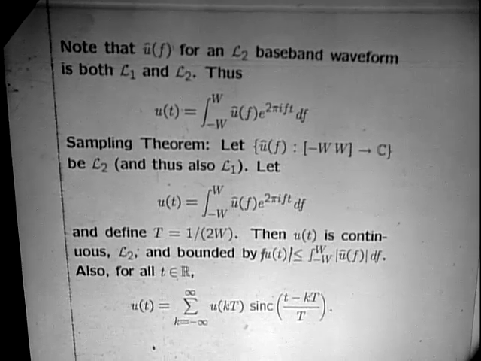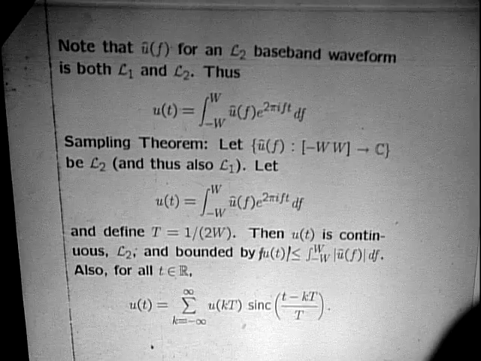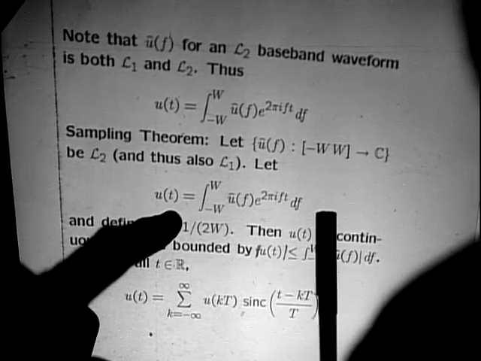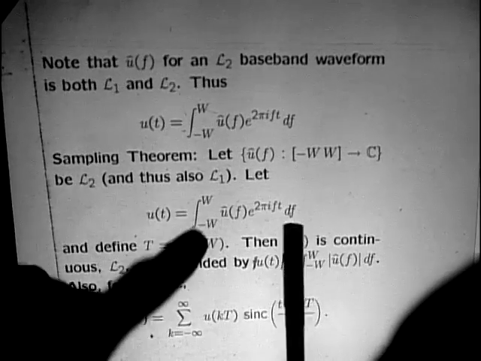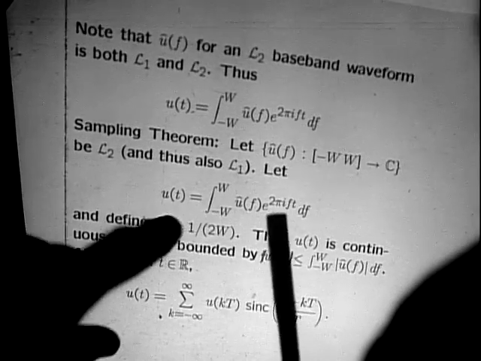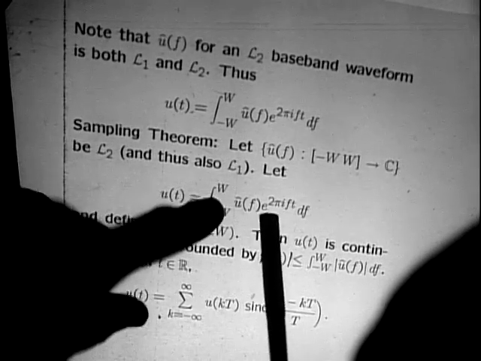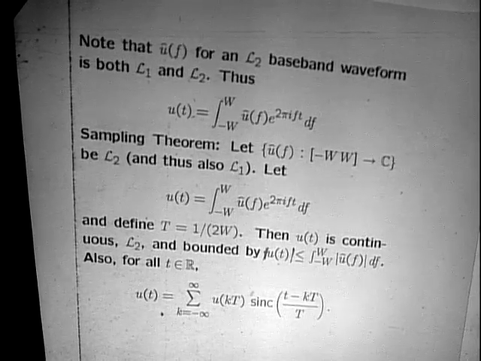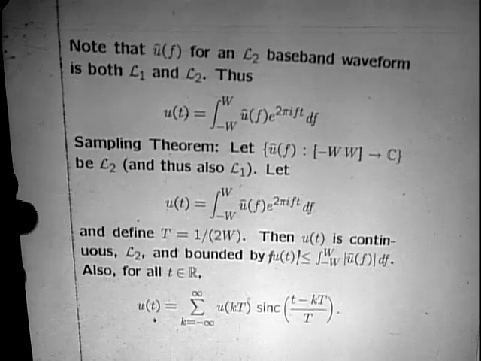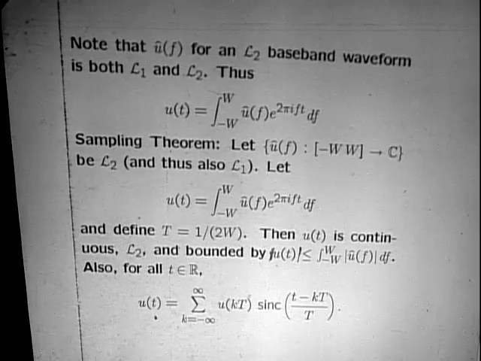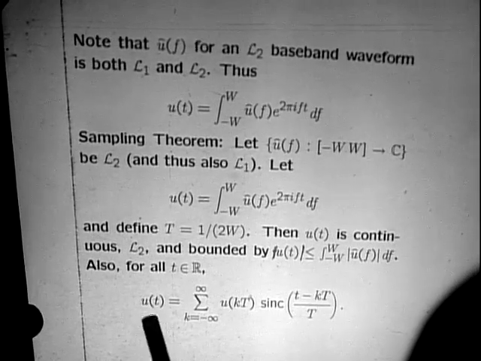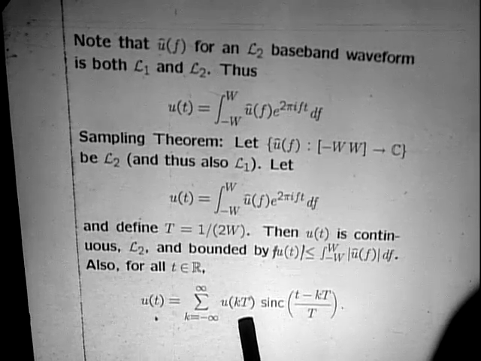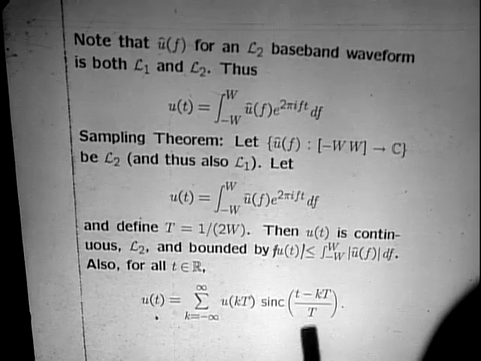Okay, its magnitude is bounded because if you take the magnitude of u of t, it's equal to the magnitude of this, which is less than or equal to the integral of the magnitude of this, which is equal to the integral of the magnitude of just u hat of f, which is what we have here. Okay, so all of that works nicely. So u of t is a nice, well-defined function. And then the other part of it is that u of t is equal to the sum of its values at these sample points times sinc of t minus kT over T.